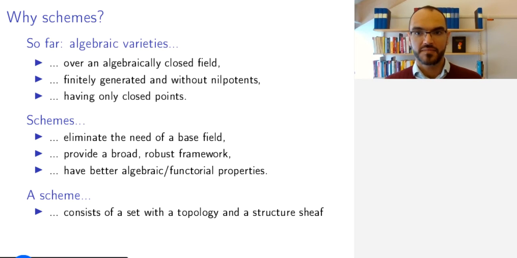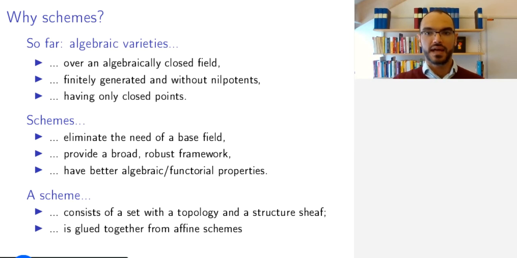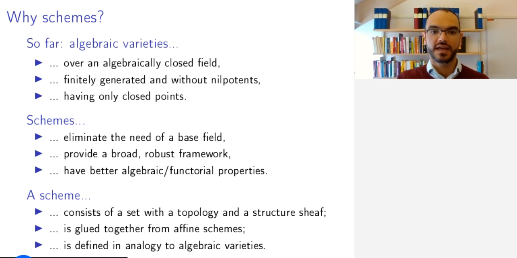And what a scheme is, it's three things. It's going to be a set with a topology and a structure sheaf. So that is roughly as with algebraic varieties. We will have to define these things one by one. And we will also define the notion of affine scheme to start with, and then schemes will be objects that are glued together from these affine schemes. And everything works in analogy to what we did with algebraic varieties. So let us get started.